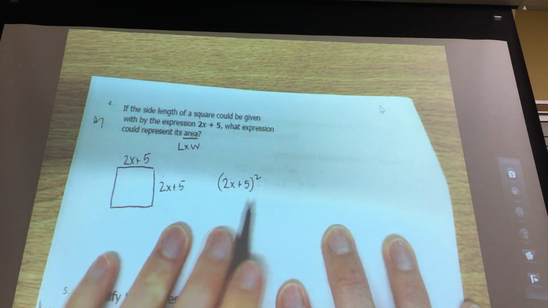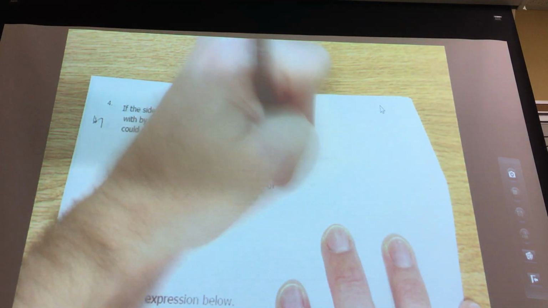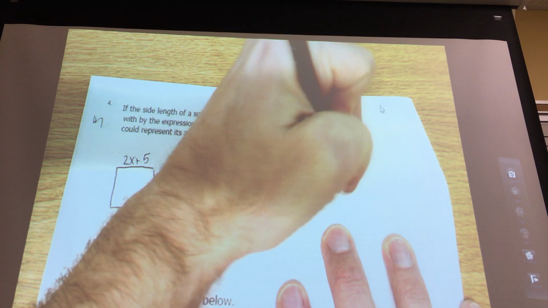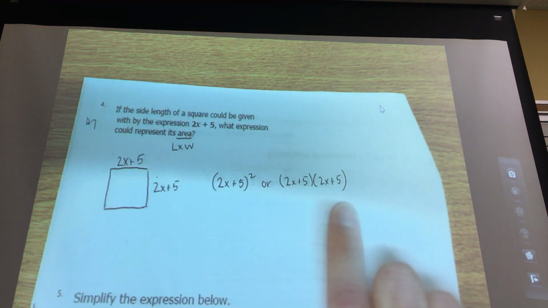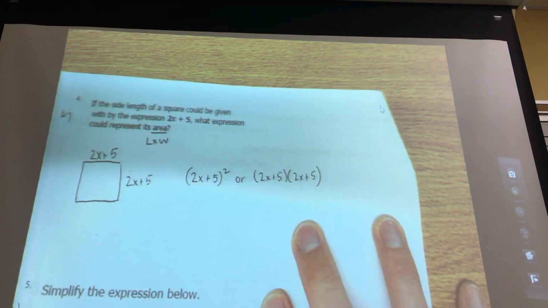So (2x + 5)² because you are multiplying it by itself. Now another way to write this that might make it easier is (2x + 5)(2x + 5). That way if you see it like this, you will remember that you can FOIL it. FOIL stands for first, outer, inner, last.